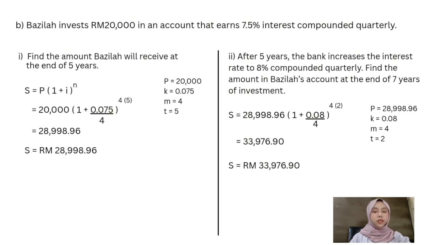Second question. After 5 years, the bank increased the interest rate to 8%, compounded quarterly. Find the amount in Bazila's account at the end of 7 years of investment. The only change is the rate and years. We will use the same formula as before, just change from 0.075 to 0.08 for the rate and calculate for 2 years by using the latest amount that we calculated before. So, S equals RM28,998.96 (1 plus 0.08 over 4) to the power of 4 times 2. At the end of 7 years, Bazila will receive RM33,976.90 from her investment.